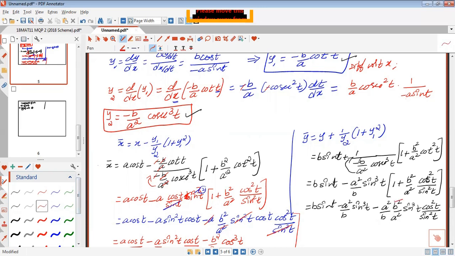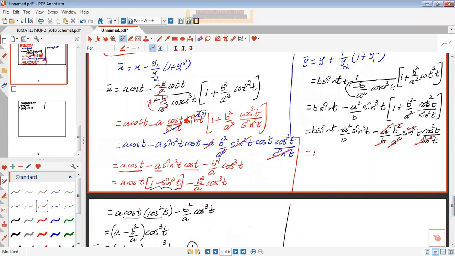Here one of the b gets cancelled, a square gets cancelled, sin square cancels, so sin remains. So term b sin t minus a square by b sin cube t, then minus sign, b remains sin t into cos square t, right?